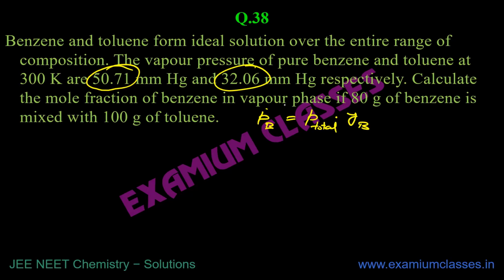To get P total, we will be using that formula. So these are unknown. Basically, everything is unknown at the moment. You don't know YB, this is something you have to calculate. You don't know PB, you don't know P total also. So you have to get PB. And PB will be what? PB will be PB naught into XB. What is the difference here? This YB is the mole fraction in vapor phase.